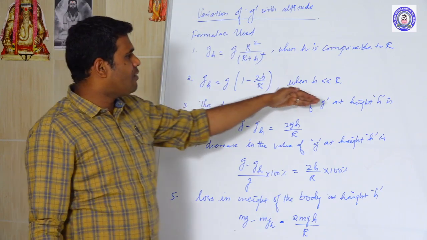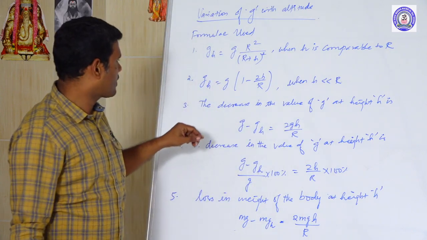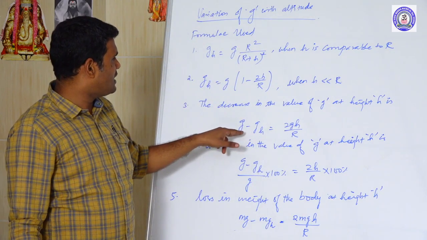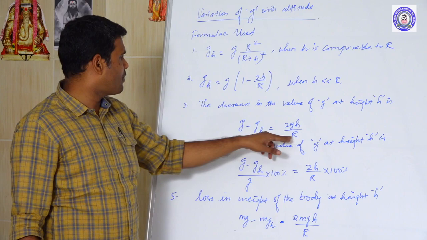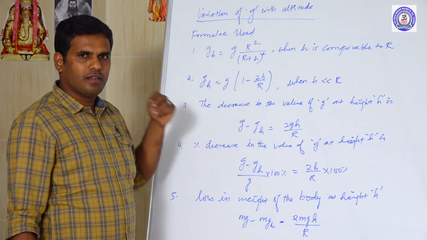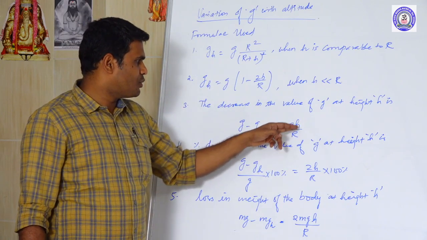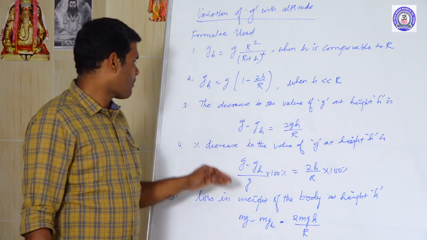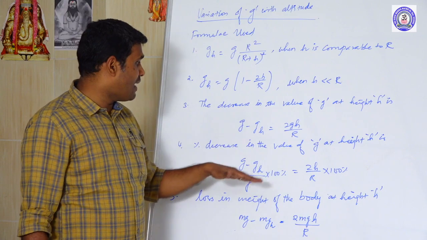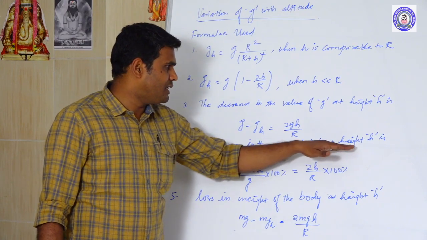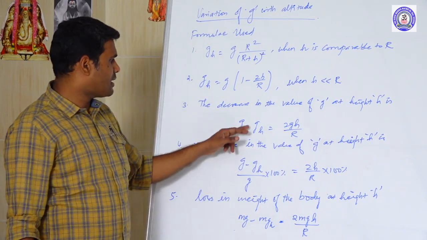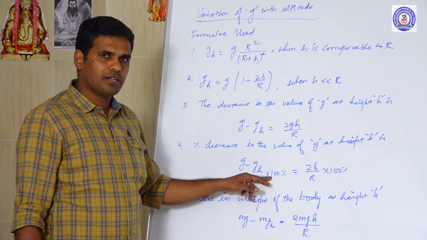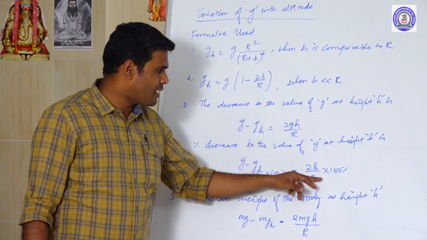Then the decrease in the value of g at a height h is g minus g_h, which is equal to 2gh by R from this expression. g minus g_h equals 2gh by R. This gives you the decrease in value of g at a height h. Percentage decrease in the value of g at a height h is (g minus g_h) by g into 100%, which is equal to 2h by R into 100%.